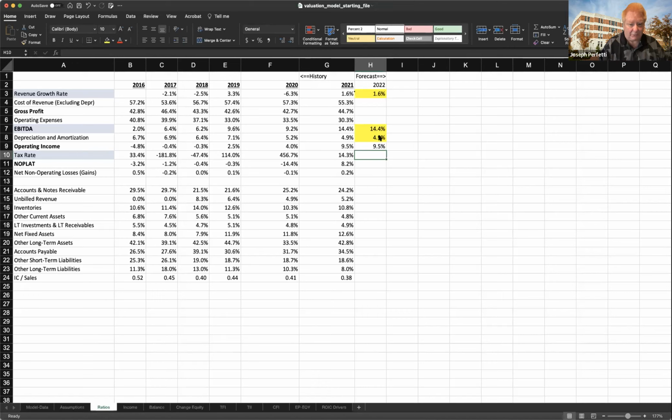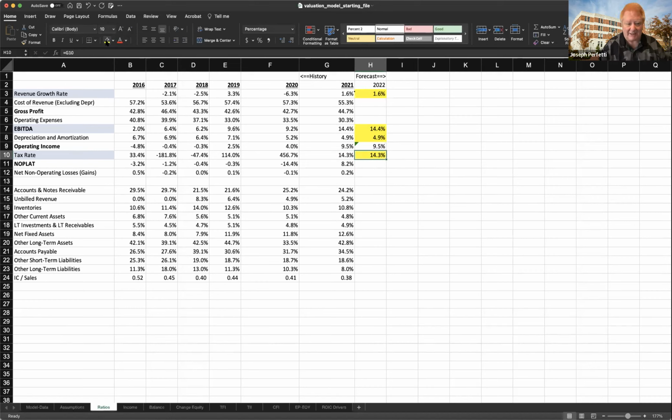Tax rate for 2022 equals the previous year. Again, as a placeholder, we're going to say the tax rate is the same as it was last year. We're going to change it later to be more realistic, but for now, 14.3%. And we're going to make that yellow because that is something that we're going to change.